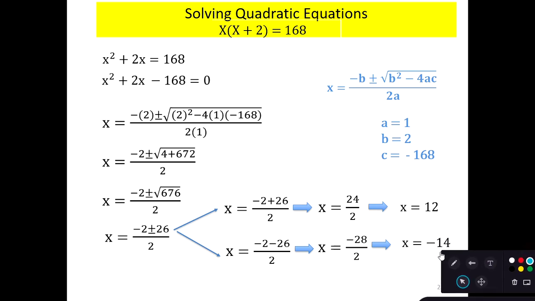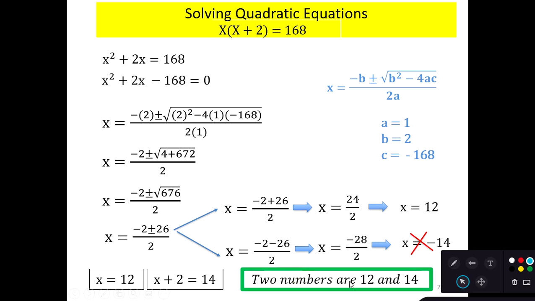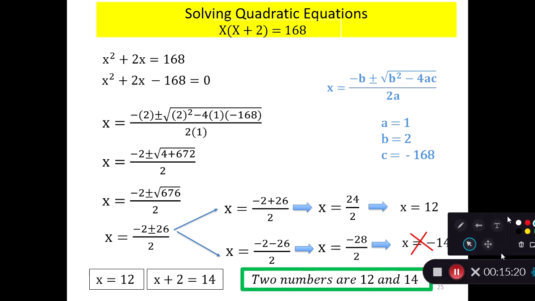Now the one thing we said here was we wanted two positive even integers. Well, this is not positive, so you can just cancel that one out. Not positive. Therefore, what's left is x equals 12. Well, that's our first integer. How do we get the next even positive integer? We said it was x plus 2. So we have x equals 12, and x plus 2 equals 14. And the answers are 12 and 14.